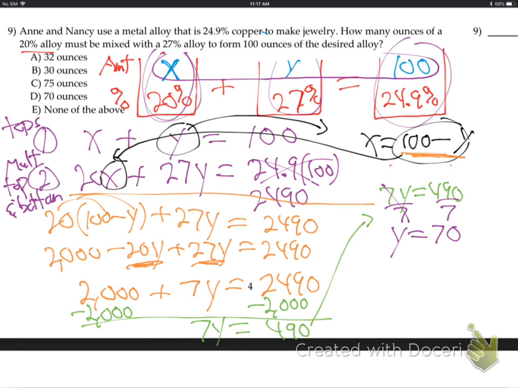Yeah, look for the who, what, when, where, why, how, those kind of question words. How many ounces of 20%? That's actually their only question. The rest is all information, but not question. The only actual question is how many ounces of the 20%? The 20% is X. So they want X.